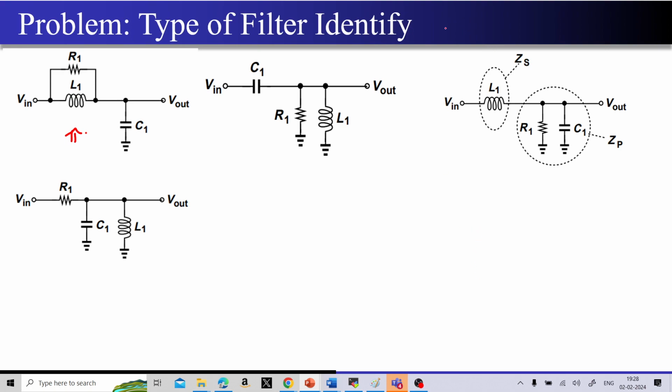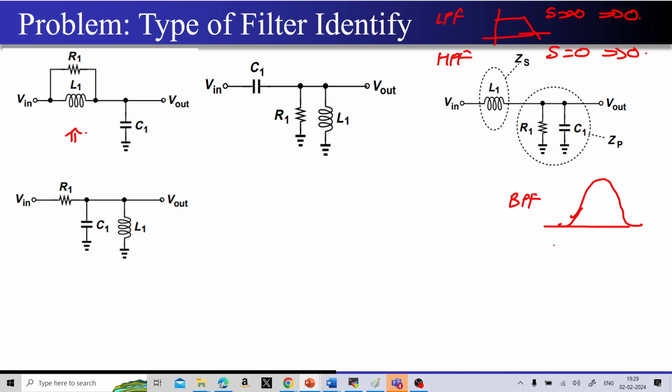So we know that if you look at the LPF response, it looks something like this. At s equal to infinity, ideally the response should go to 0, right? If you look at the high pass filter, I can say the same thing. At s equal to 0, correct, I should get 0 only. It should not give me any response at the output, right? Now if I look at the band pass filter, what you can see over here is that at s equal to 0 the response is 0, at s equal to infinity also the response is 0.